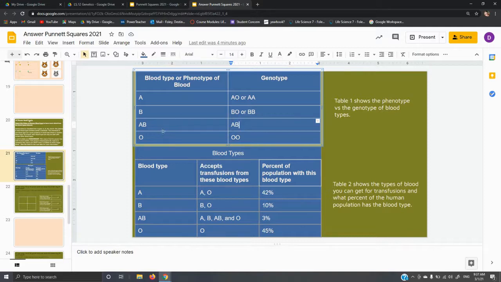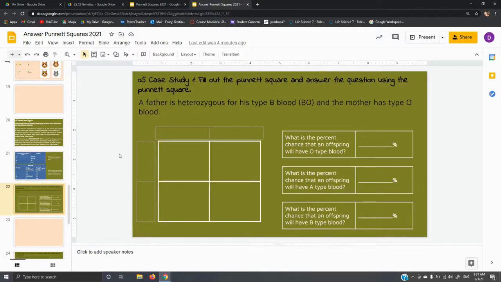If you have an O phenotype, then you have two O's. So you're homozygous for type O. O is recessive. O is recessive. So let's look at 22 together.